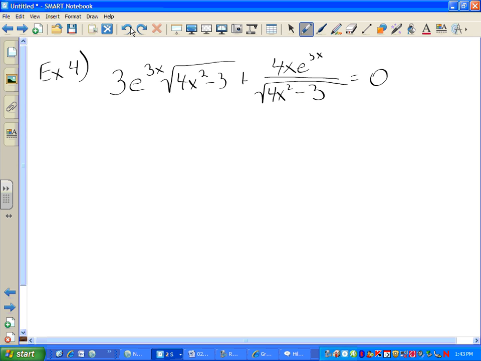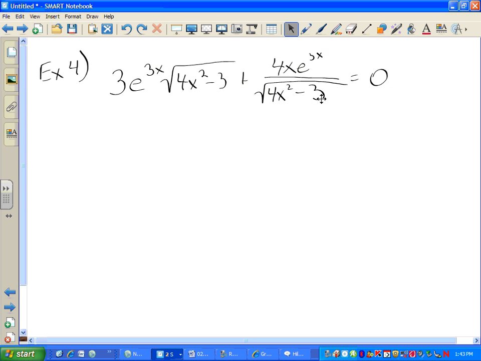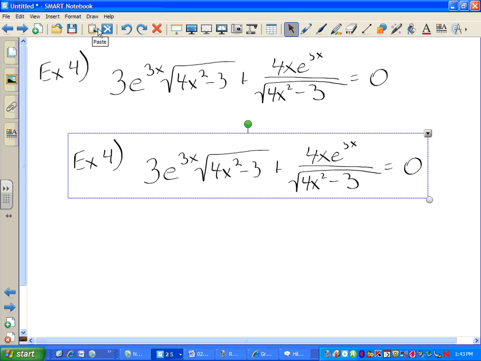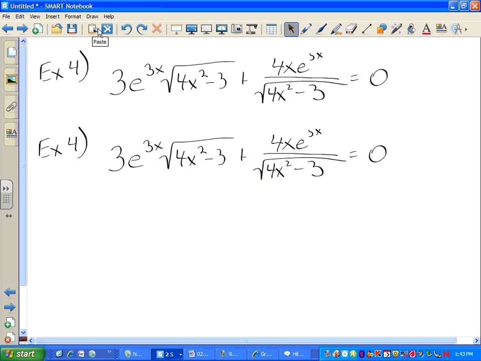So here we go. Just like we've been doing, we're going to take the equation as is. In fact, I think I'm just going to copy mine again, and bring it down here. And just like on all the other equations, I'm going to multiply by the common denominator. The common denominator here is the square root of 4x squared minus 3.